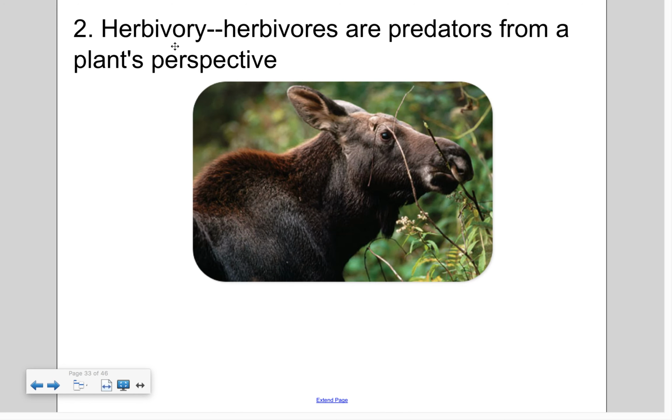Herbivory just means that herbivores are also predators when you think about it from a plant's point of view or a plant's perspective. So herbivores, you know, they can be considered predators as well, but they don't eat meat, they just eat the plants.